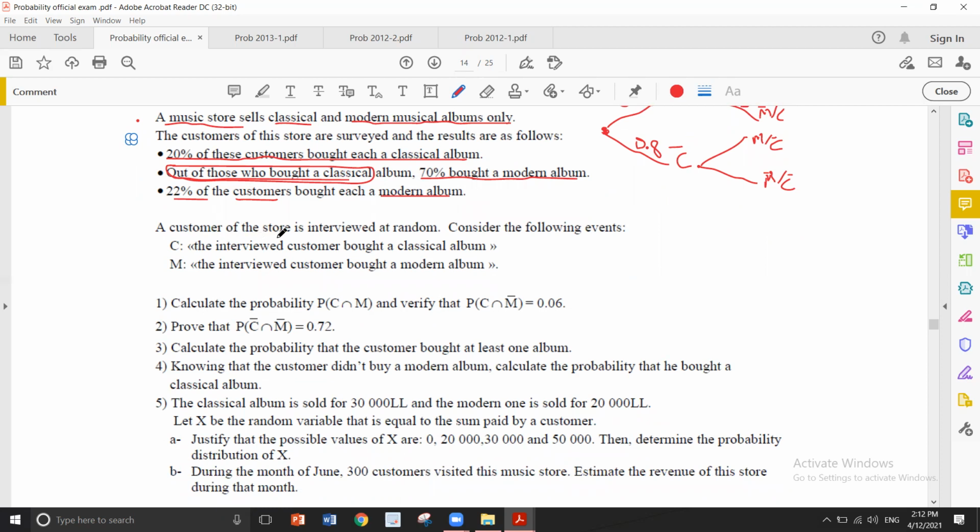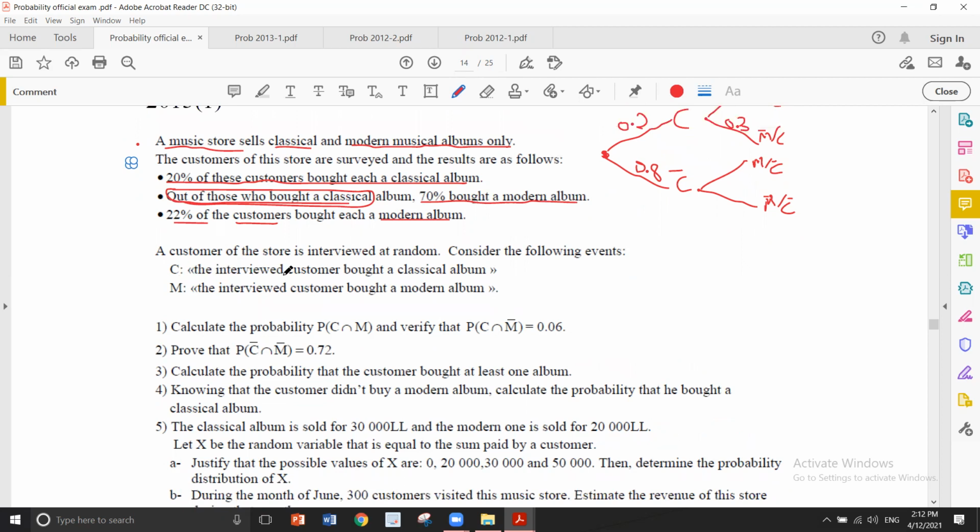A customer of the store is interviewed at random. We consider the following events. C: the interviewed customer bought a classical album. M: the customer bought a modern album. C is classical, M is modern. How do we calculate the probability of C intersection M? Part 1. What is P of C intersection M?